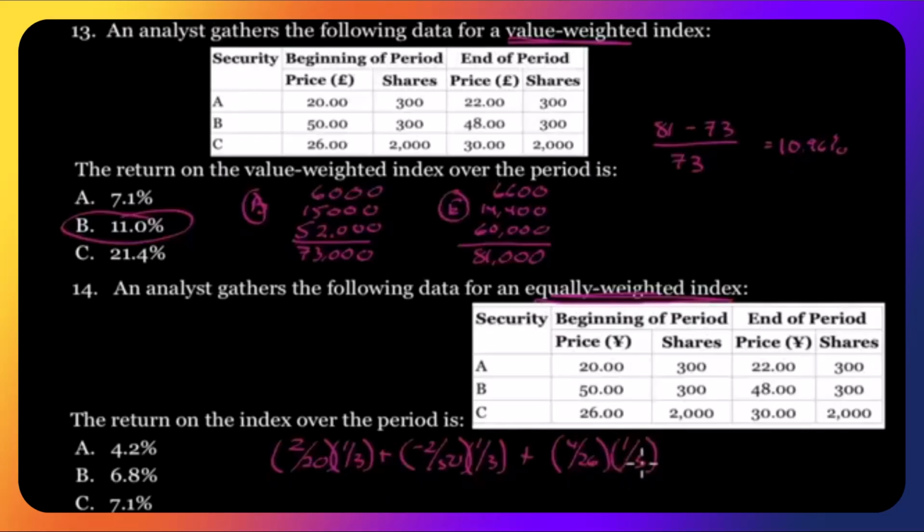That's it. So you just weight each one by 1/3. We'll get 0.0333 plus negative 0.01333 plus 0.051282, and that'll give us 7.1282%. It's rounding down to 7.1. I guess we can take C at 7.1.